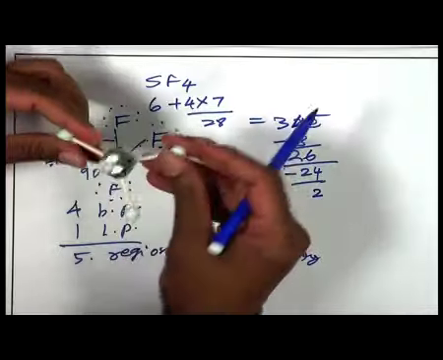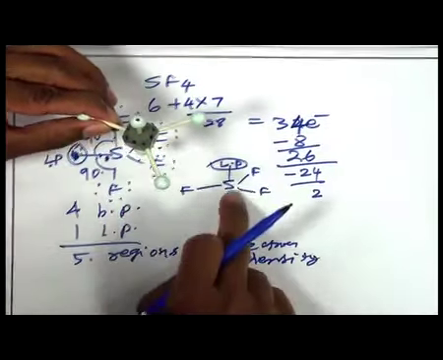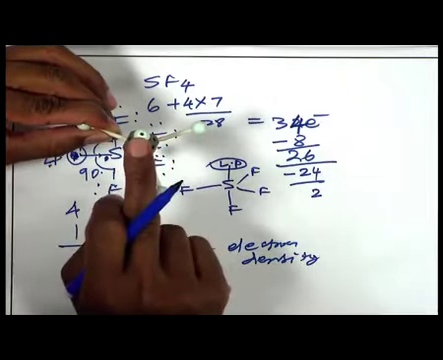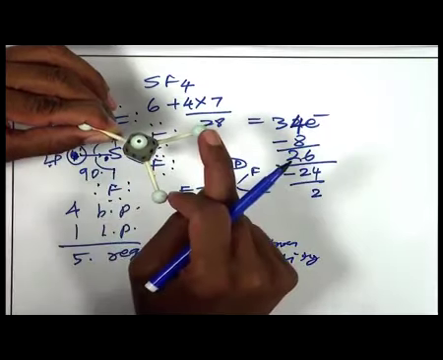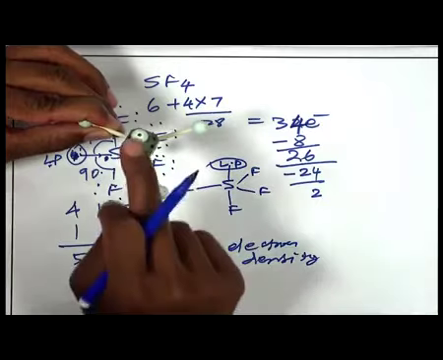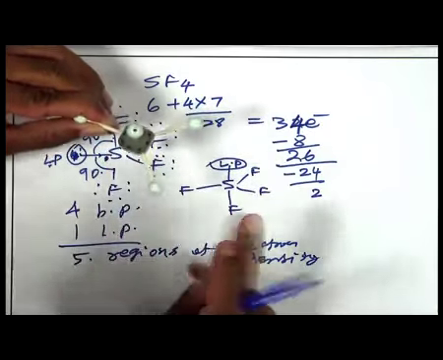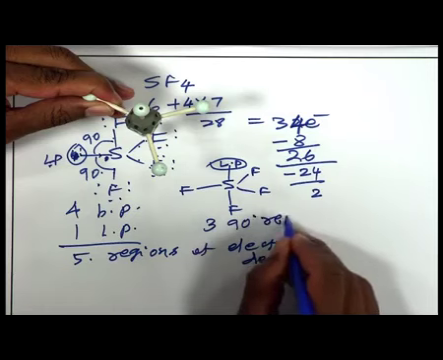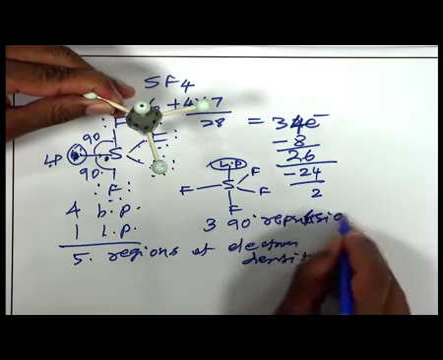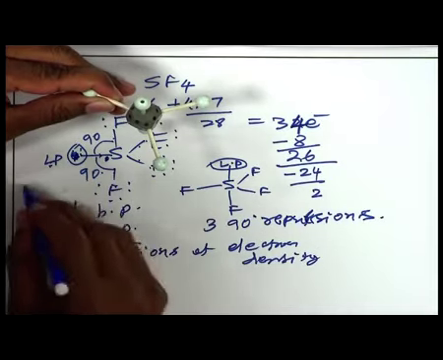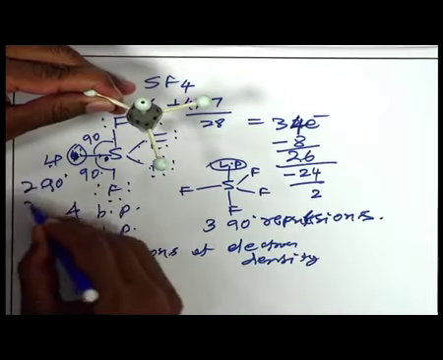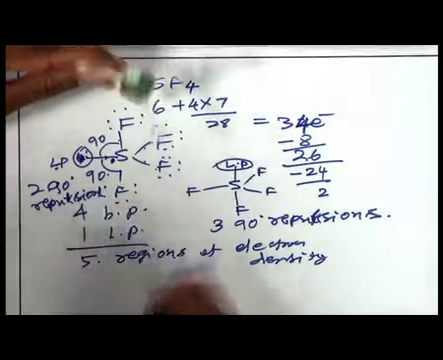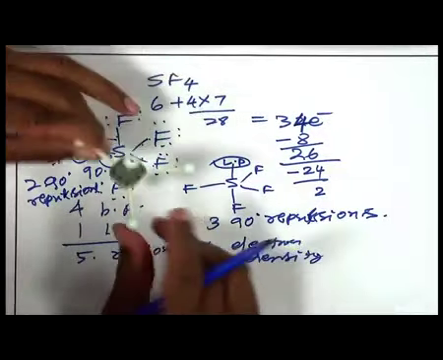This is a trigonal bipyramidal geometry, and you consider this a lone pair. If you put the lone pair here, the lone pair is repelled by the bonding electron pairs of this one. There is a repulsion from this bonding electron pair, and a repulsion from this one. So this lone pair experiences three 90 degree repulsions. But this structure has two 90 degree repulsions.